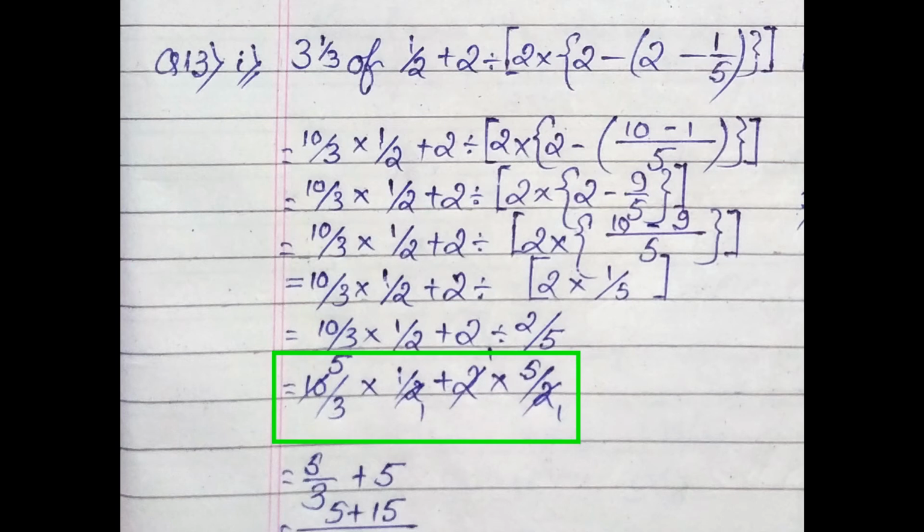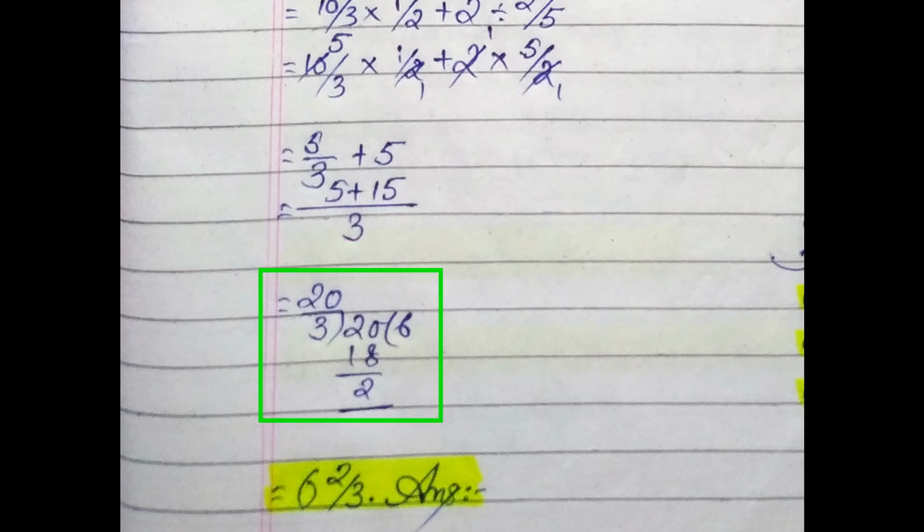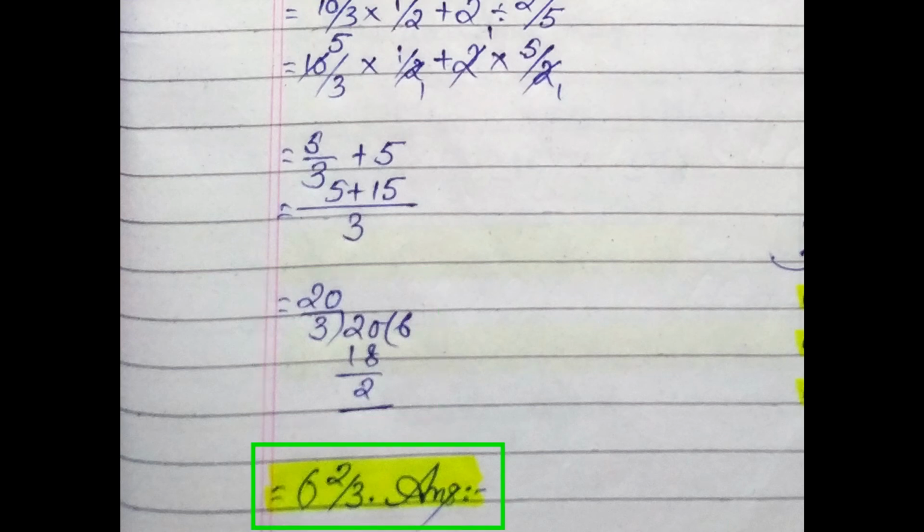On the other part, 10/3 times 1/2, there also we have done the division operations and divided 10 by 2 and the result is 5. Now we have added 5/3 plus 5, which are the remaining parts. Our LCM is 3 and our result is 20/3, and we have converted it into a mixed fraction, that is 6 2/3, our answer.